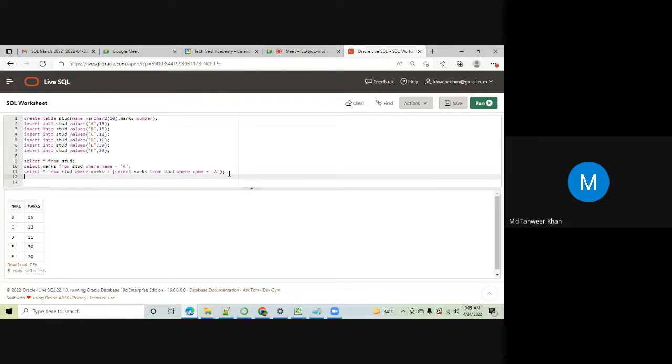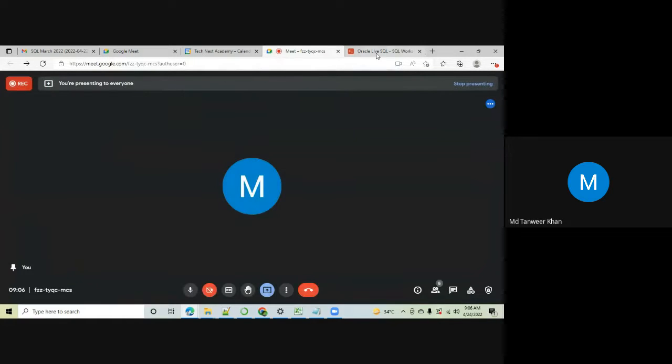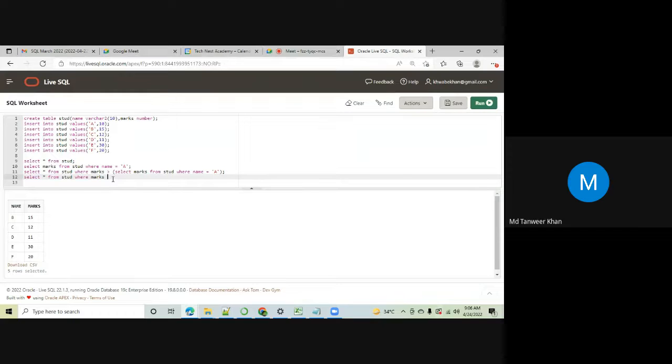One way to write the query: select from student where marks is greater than, so what is the marks of A? Marks of A is 10, or marks is greater than marks of B, which is 15, right? You can write this query and get this output. So is this clear? You understood this? So these students' marks are greater than A or B.